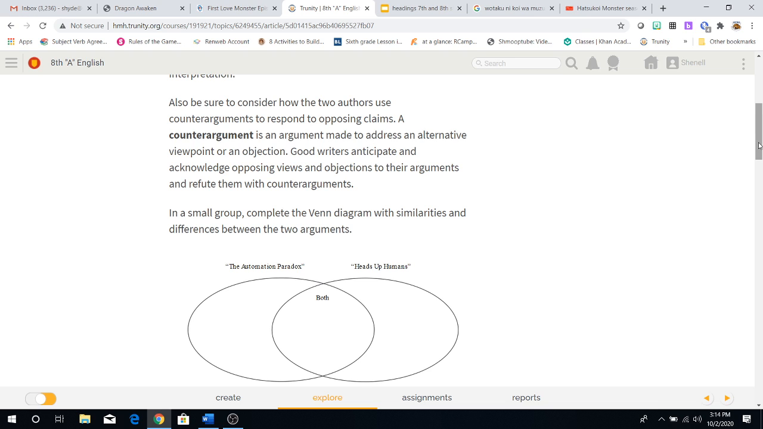Also, be sure to consider how the two authors use counter-arguments to respond to opposing claims. A counter-argument is an argument made to address an alternative viewpoint or an objection. Good writers anticipate and acknowledge opposing views and objections to their arguments and refute them with counter-arguments.